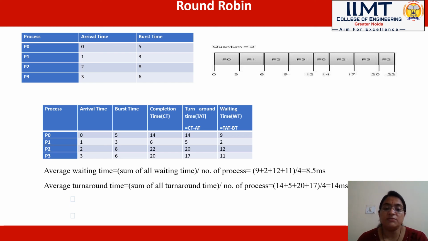So the completion times of the processes are 14 seconds for P0, 6 milliseconds for P1, 22 seconds for P2 and 20 milliseconds for P3. Turnaround time we calculate as completion time minus arrival time, and we calculate waiting time using the formula turnaround time minus burst time. It means the average waiting time is 8.5 milliseconds and the average turnaround time is 14 milliseconds.